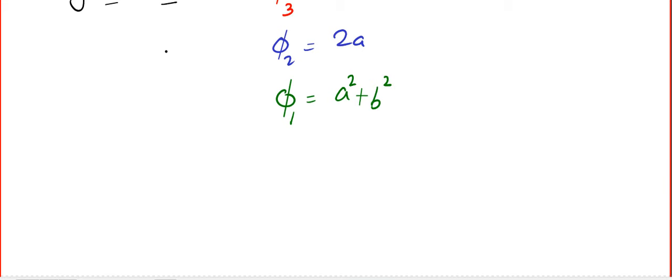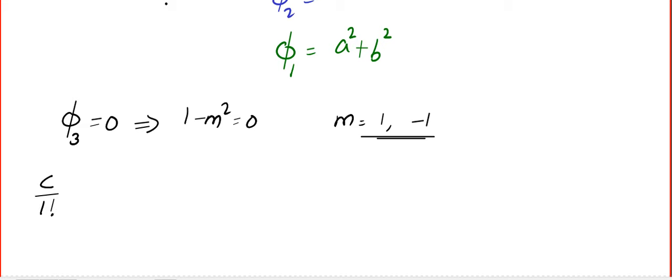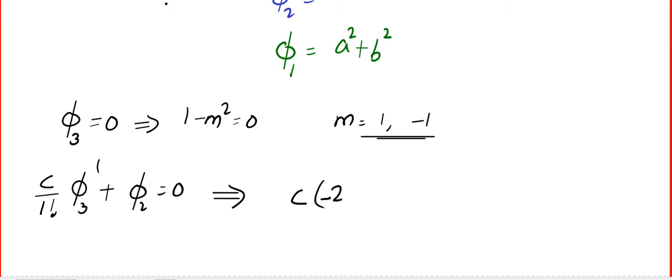And finally we start writing the equation. Phi 3 equal to 0 implies 1 minus m² equal to 0 implies m equal to 1, minus 1. And that's good news because the roots are distinct. If the roots are different, you need only one more relation, that is c by 1 factorial phi 3 dash plus phi 2 equal to 0. And that gives c into phi 3 dash, minus 2m, plus phi 2, that is 2a, is equal to 0. That is c is equal to, let's take it to this side, a by m.